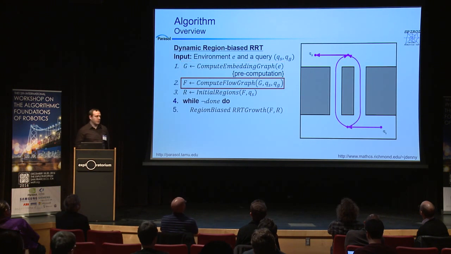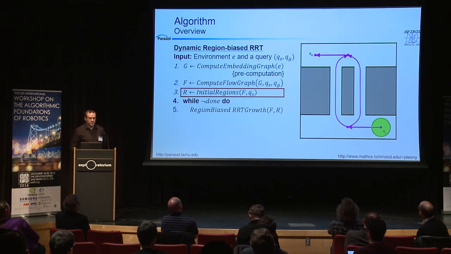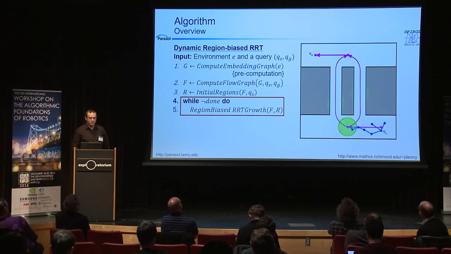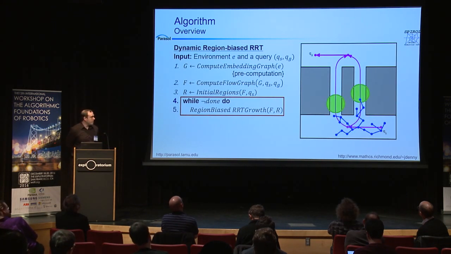Then we compute something that we call the flow graph. The flow graph just says, which paths should we explore in our planner to bias our search? If you notice, from the start to the goal, some of those edges were pruned because they weren't really relevant to our search. Then we create some initial regions and use these regions to bias our RRT growth. Okay, and so we can see that when we're trying to explore both passages, both regions will bias the planning.